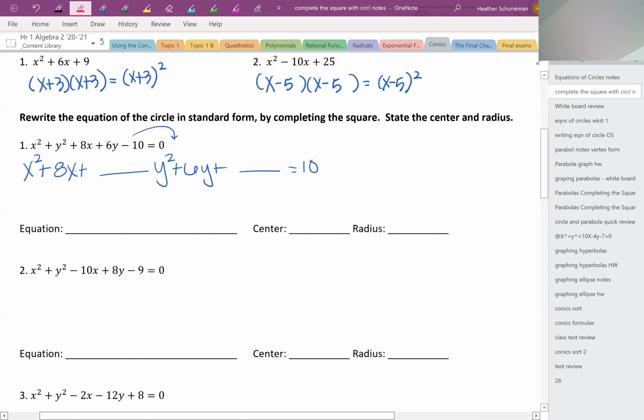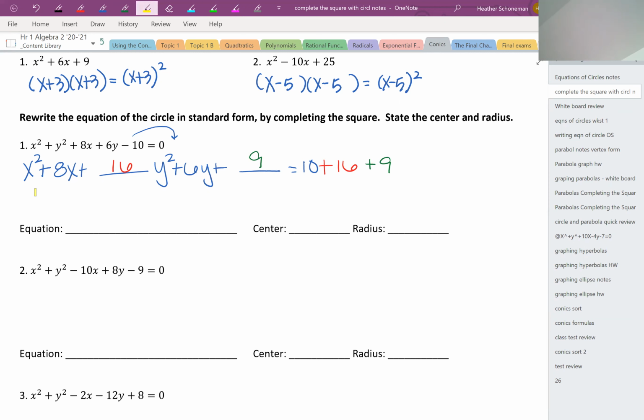And now we've got to fill in the blanks. So we're going to look over here at the 8, just like we did with the parabola, and half of 8 is 4. 4 squared is 16. Now with the parabola, we had to do the opposite sides. But with circles, it's the same side, so we can do the same sign. But whatever we do to one side, we have to do to the other to keep it balanced. Let's do that again. Half of 6 is 3. 3 squared is 9. And I add a 9 over here to keep it balanced.